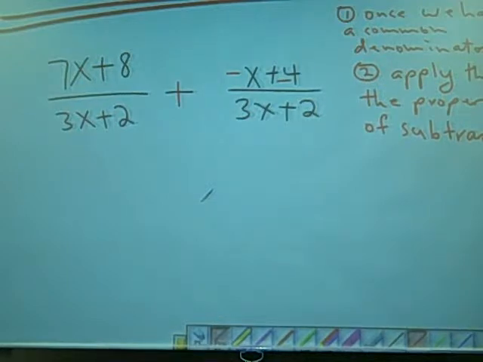Okay, so from there, go ahead and combine it into one numerator and simplify from there. All right, go ahead and do that.